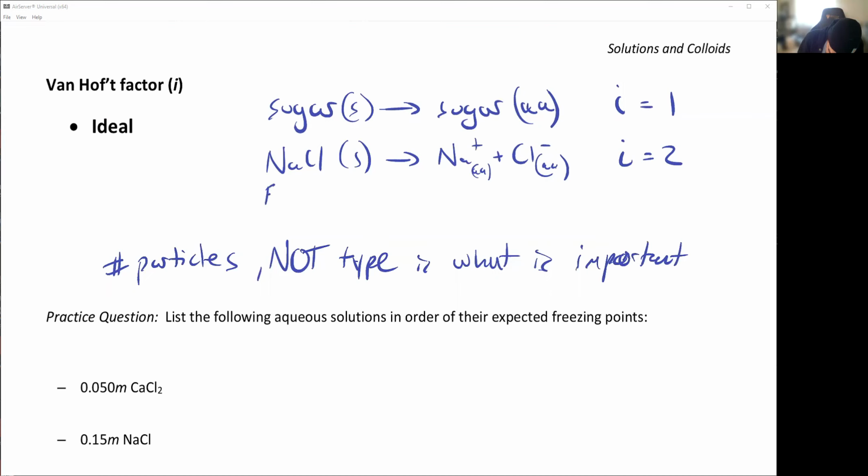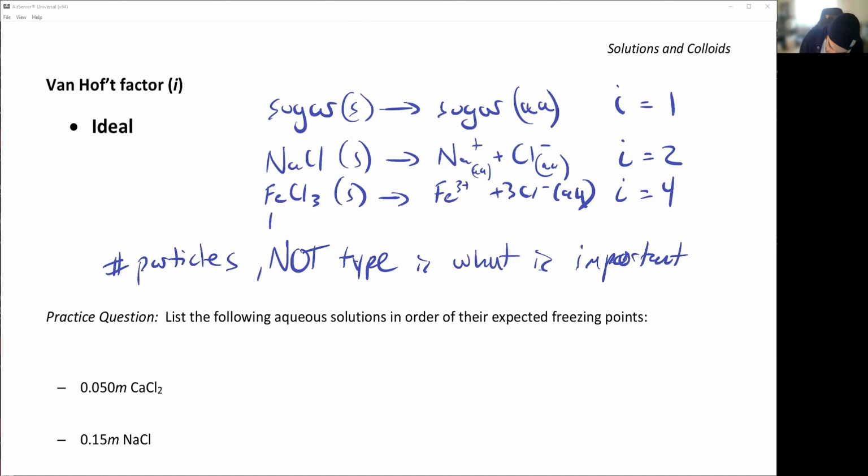So if I look at, how about this one? FeCl3. Solid dissolved in solution gives me 1 iron and 3 chlorides. What is the I, or what is the Van Hoff factor for this? I is going to equal 4. 1 iron, 3 chlorides for a total of 4 particles.